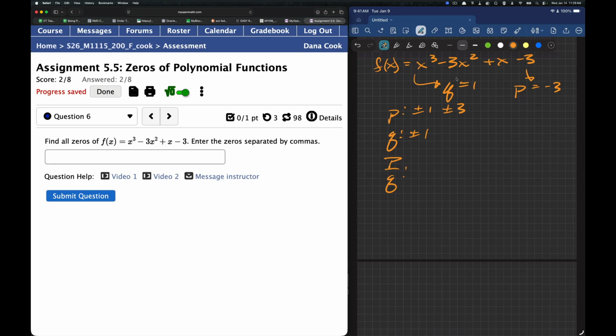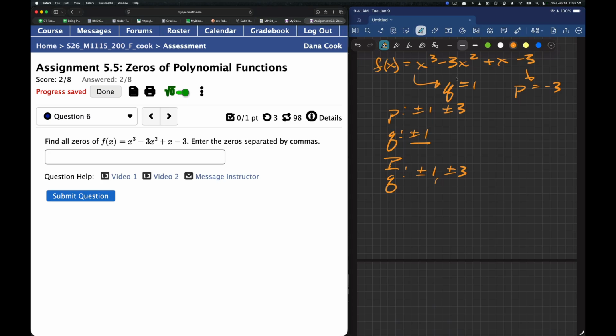And because the lead coefficient is 1, I'm just going to get plus or minus 1 and plus or minus 3. So now I'm going to choose one of those four numbers. Now I have a 1 in 4 chance of getting a 0 when I choose 1 out of 4. So I'd have a 25% chance.